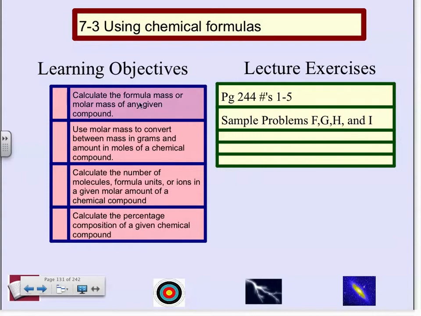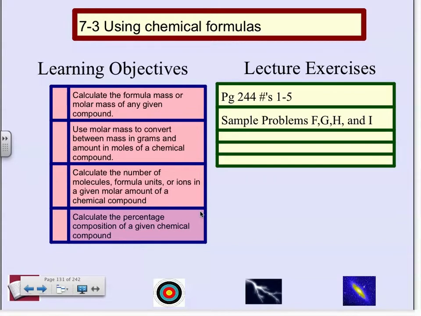Today we're doing chapter 7-3, using chemical formulas. Let's check our objectives out. We want to calculate the formula mass or the molar mass of any given compound. We want to use molar mass to convert between mass in grams and the amount in moles of a chemical compound. We want to calculate the number of molecules, formula units, or ions of a given molar mass of a chemical compound, and we want to calculate the percentage composition of a given chemical compound.